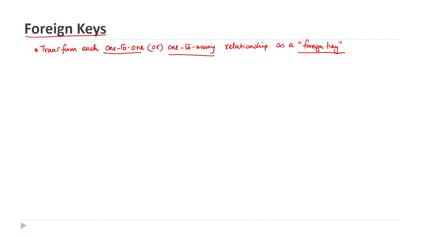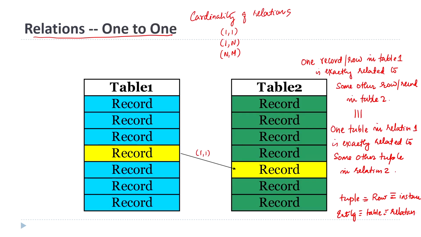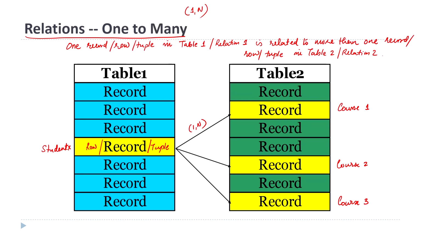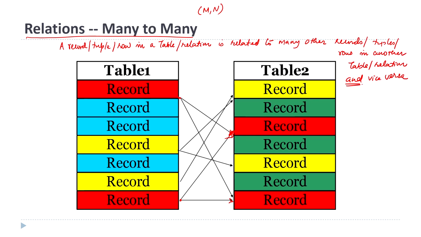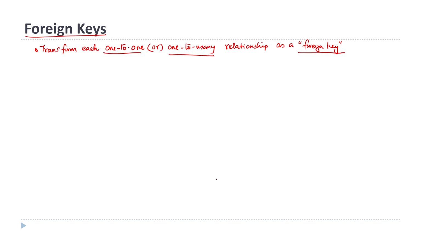So, what is a one to one relationship? Exactly one record in table 1 is related to exactly one record in table 2. One to many is where one record, or one tuple, in table 1 is related to many records in table 2. So, in both cases, one to one or one to many, we map the relationship as a foreign key.